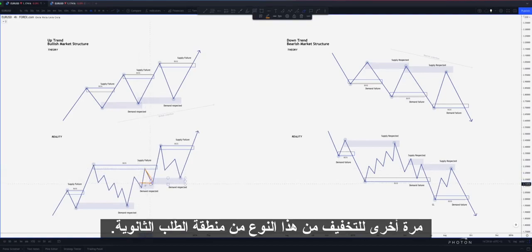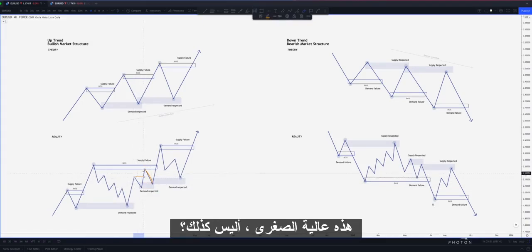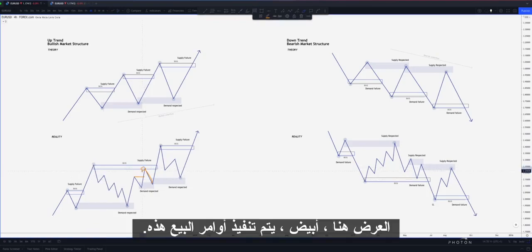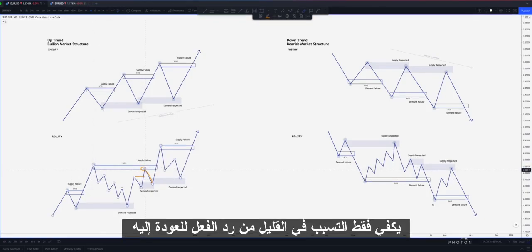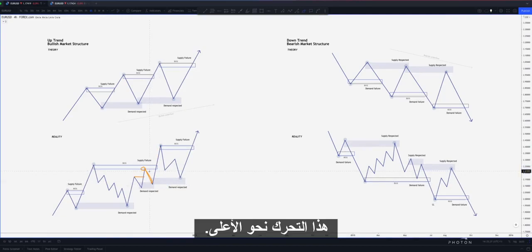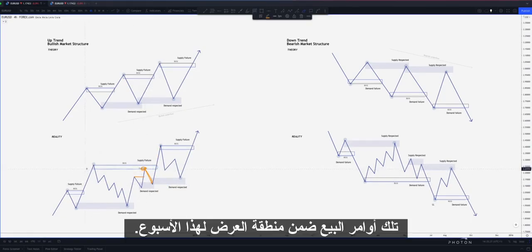Price then comes back to mitigate this sort of minor area of demand. The reason why I say it's minor is because it only caused a break of this minor high, right? At this point, it never caused the break of structure. But then when supply here, right, those sell orders are filled, it's just enough to cause a little bit of a reaction to come back to this minor demand zone. And then that's enough for price to fuel this move to the upside, right? Because it's filled enough of those sell orders within this weak supply zone.